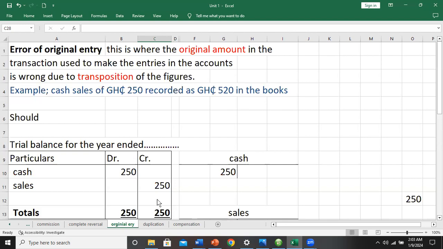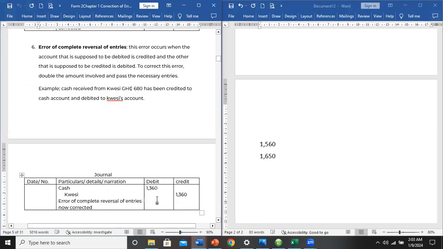Now, the next one is error of complete reversal of entries, complete reversal. When you see the name, it should suggest to you what this error is. You have completely reversed the entries. So instead of you debiting an account, you credit it and you do a corresponding debit instead of a credit. So you see, this error occurs when the account that is supposed to be debited is credited and the other that is supposed to be credited is debited. I think I may have to show you or demonstrate this error on my, yes.